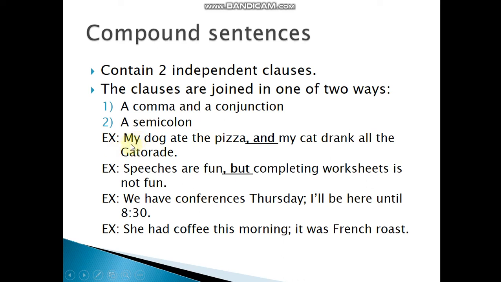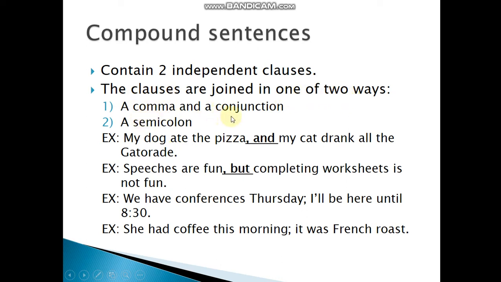So here are example sentences. I will read them to you. My dog ate the pizza, and my cat drank all the Gatorade. Example sentence 2: Speeches are fun, but completing worksheets is not fun. Example sentence number 3: We have conferences on Thursday; I'll be here until 8:30. Example sentence number 4: She had coffee this morning; it was French toast.